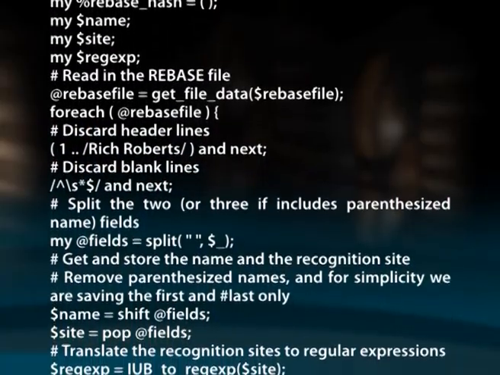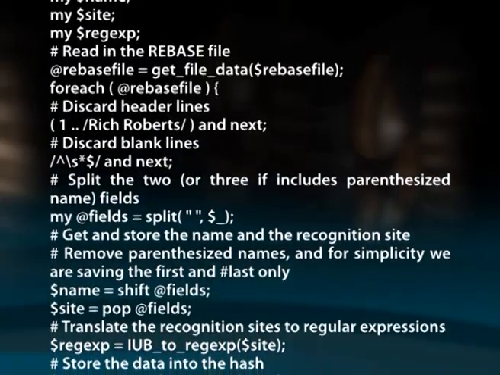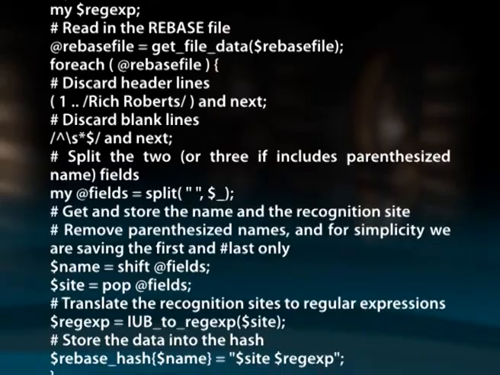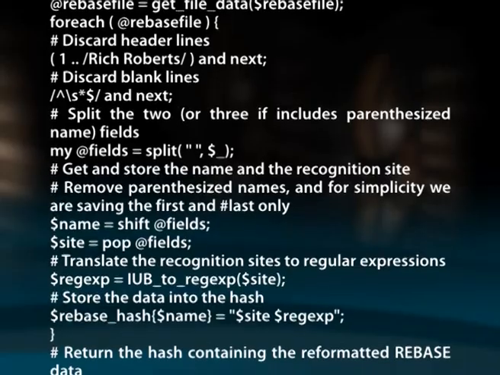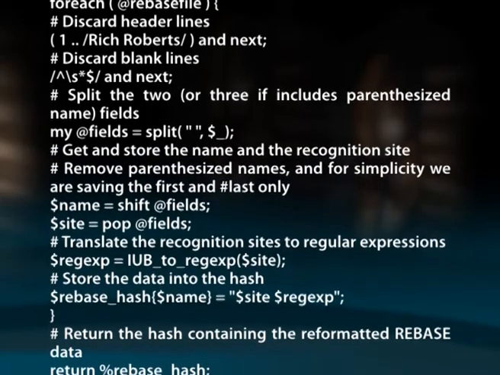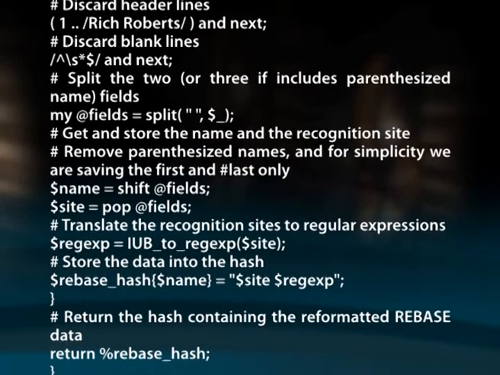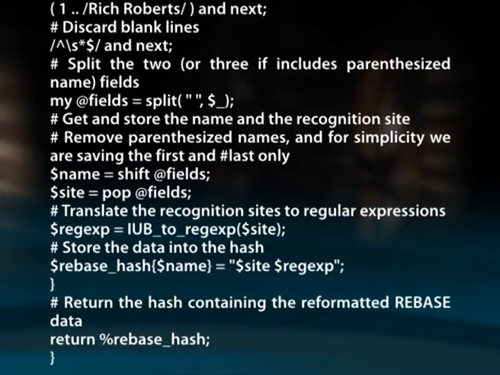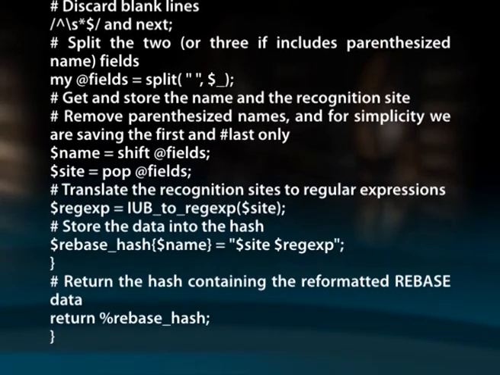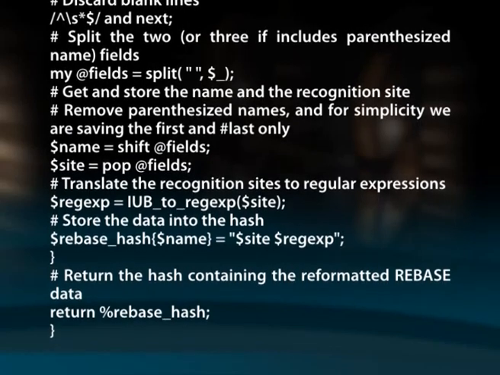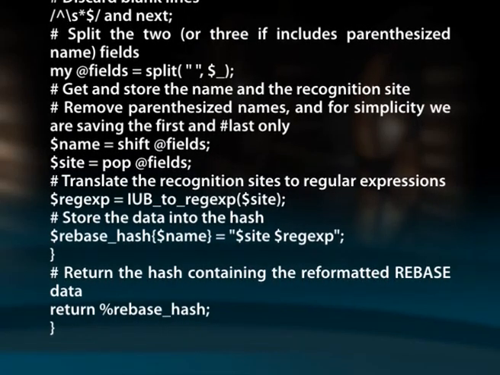Get and store the name and the recognition site. Then remove parenthesized names, and for simplicity we are saving the first and last only. The name equal to shift fields and site equals pop fields. Then translate the recognition sites to regular expressions using the subroutine IUB to regular expression, which is called with the variable site. It is returned to the variable regular expression. Store the data into the hash. Rebase hash of $name equal to site and regular expression. Return the hash containing the reformatted rebase data, and return rebase hash.